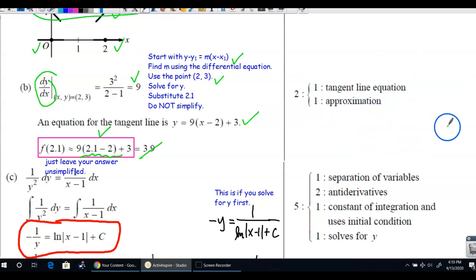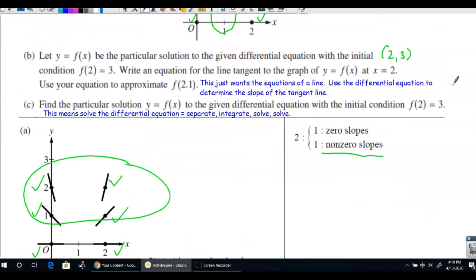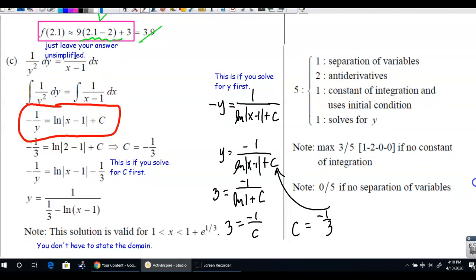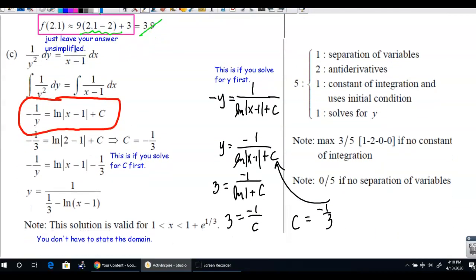And then part C is finally where they're telling us to solve the differential equation, find the particular solution, y equal f of x, and this means that it's time to do the separate, integrate, solve using the initial condition. Now, when you look at my work, you're going to see a couple of things. So the first point is for the separation of our variables. So we need a good separation here. So this is my good separation right here.